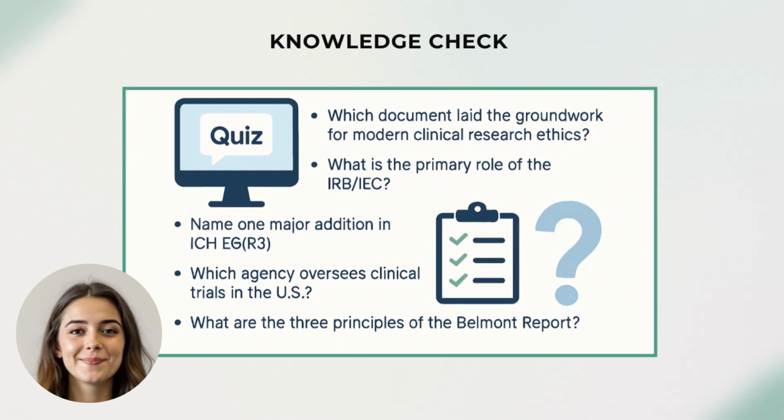Question 3. Name one major addition in ICH E6(R3). Some of you might recall that E6(R3) puts more emphasis on risk-based quality management and integrating modern technology into trials. It's about evolving GCP to meet today's research realities. Question 4. Which agency oversees clinical trials in the U.S.?